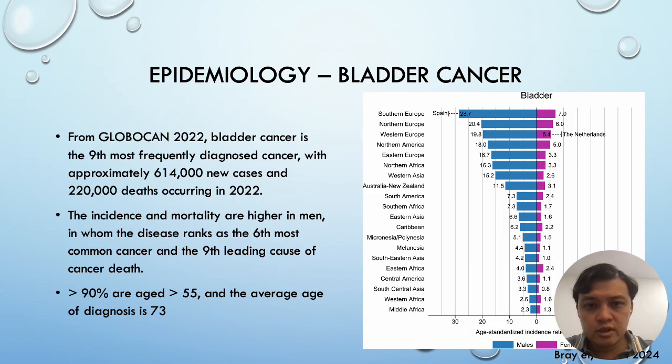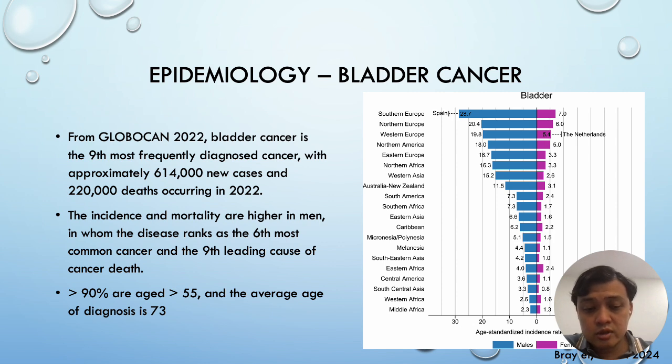We'll go through the epidemiology one by one, starting with the most common, which is bladder cancer. From the Global Cancer Registry 2022, bladder cancer is the ninth most frequently diagnosed cancer, with approximately 600,000 new cases and 200,000 deaths occurring in 2022. Partly due to increased risk behavior, incidence and mortality are higher in men, in whom the disease ranks as the sixth most common cancer and the ninth leading cause of cancer death.